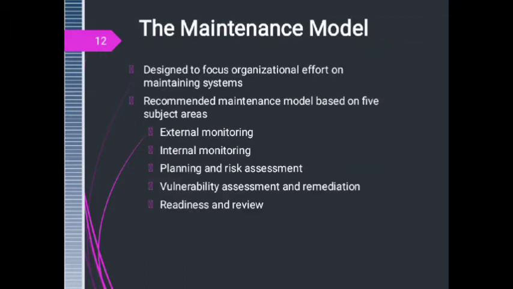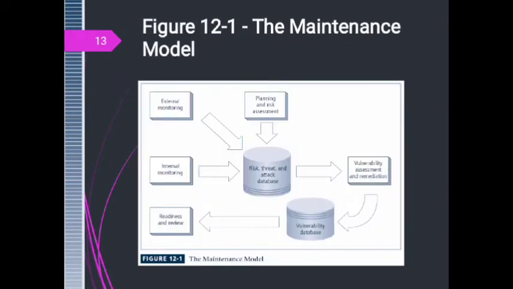The maintenance model is designed to focus organizational effort on maintaining the system. The recommended maintenance model is based on five subject areas: external monitoring, internal monitoring, planning and risk assessment, vulnerability assessment and remediation, and readiness and review. Here's the diagram of the maintenance model. We have here the external monitoring, planning and risk assessment, the internal monitoring, readiness and review, vulnerability database, vulnerability assessment and remediation.